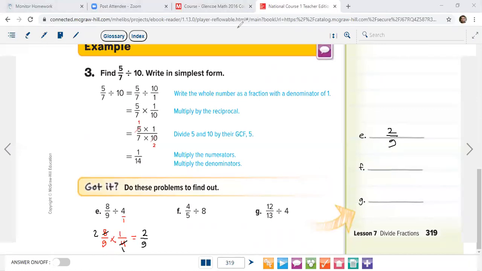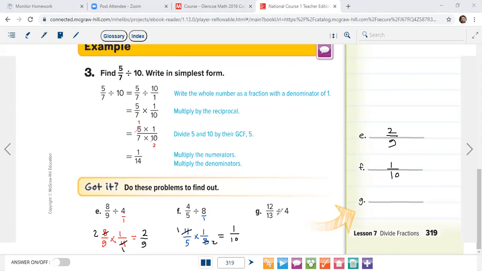The same for this one. 8 is like 8 over 1. So we keep the 4 over 5. We always keep the first one and we always flip the second one. So division will be multiplication. 8 over 1 will be 1 over 8. Now we can use cancellation for this one. Divide by 4 is 1, divide by 4 is 2. So 1 by 1 is 1, 5 times 2 is 10. So 1 over 10.